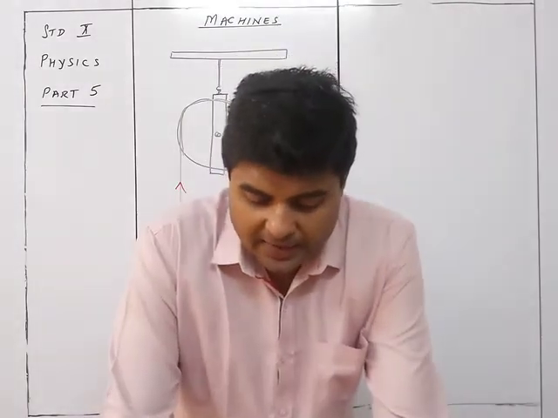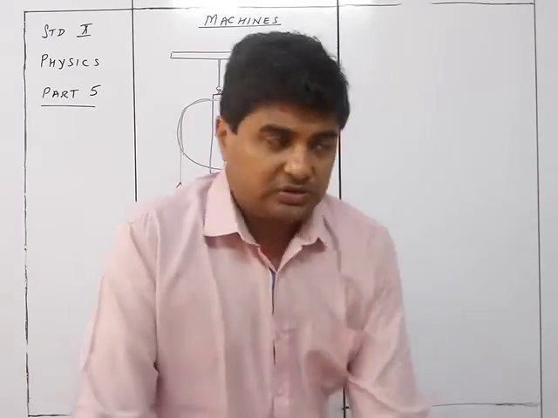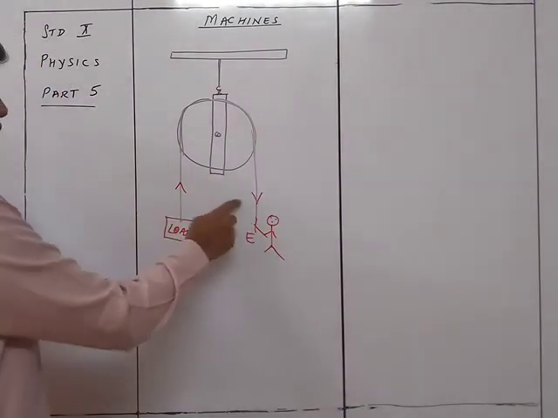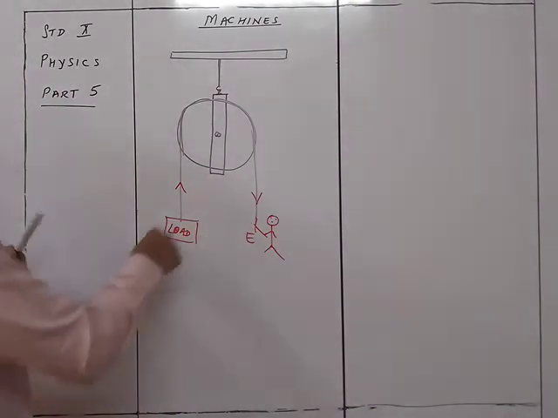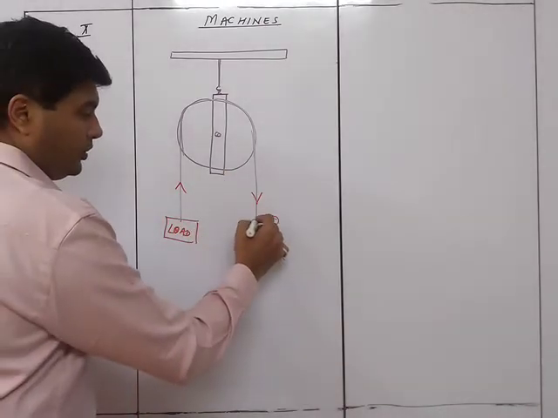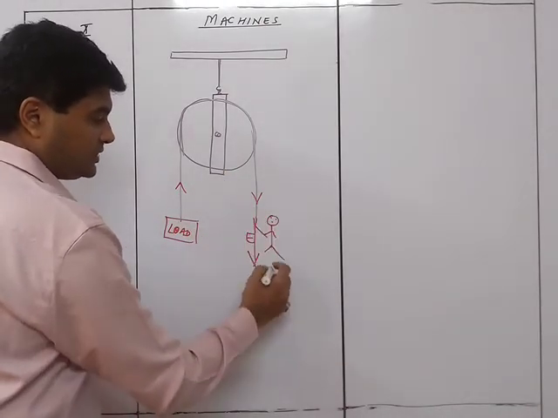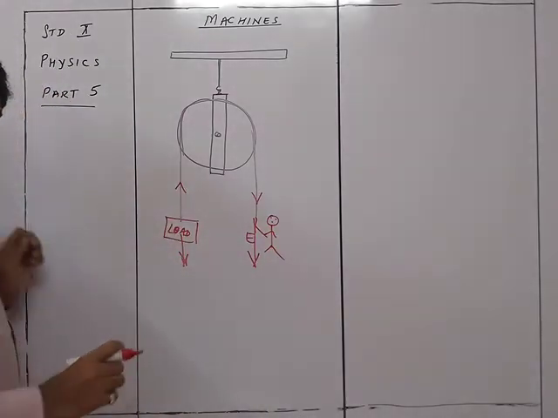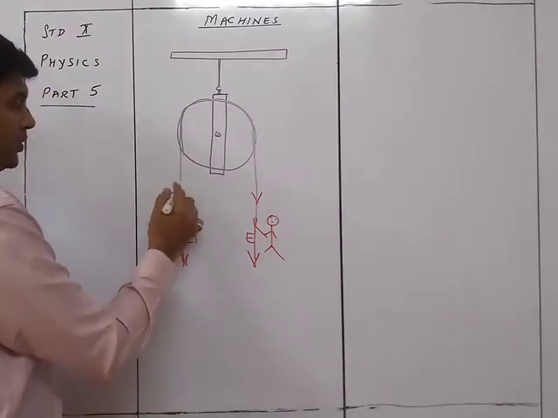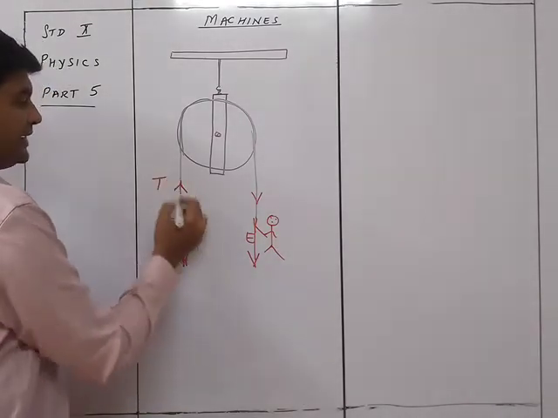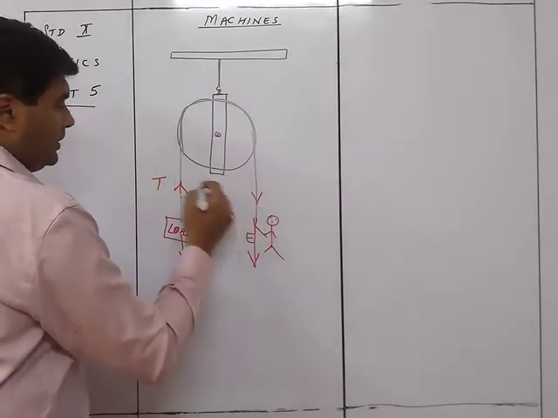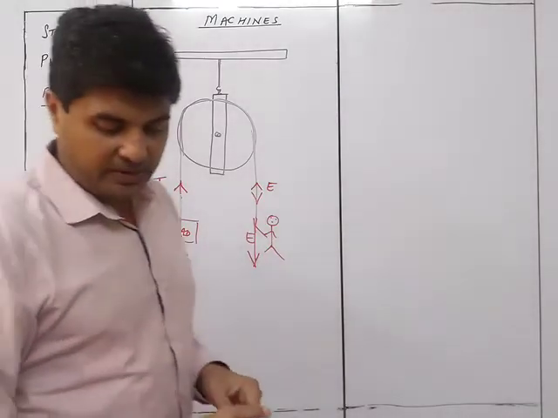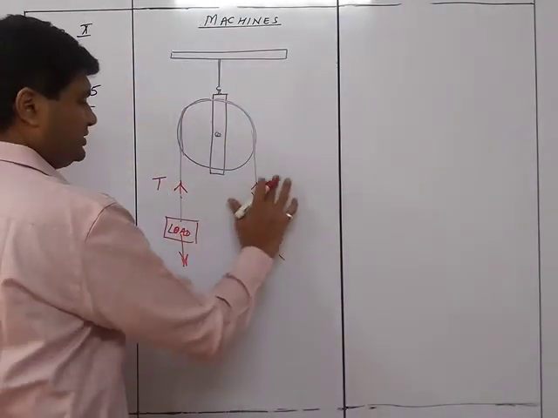Both the load L and the effort E act downwards. What I have shown over here is the movement of the string. But as such, somebody is going to pull it downwards, and here also the load is acting downwards. So if we want to show the tension, it will be over here like this, T, and the effort will be over here, this way. The tension over here will be T.